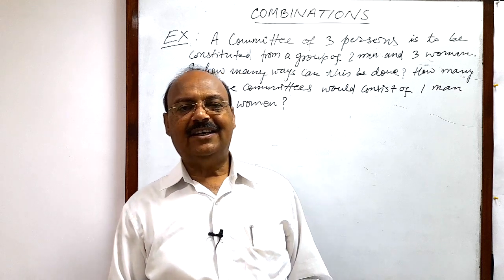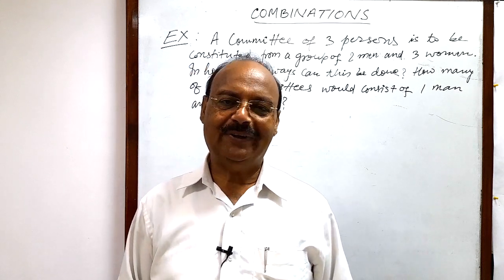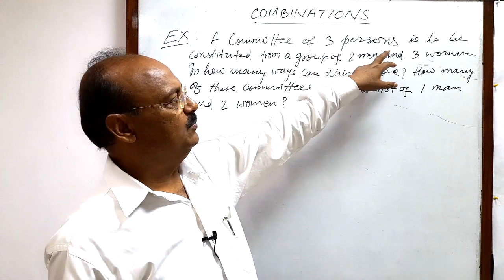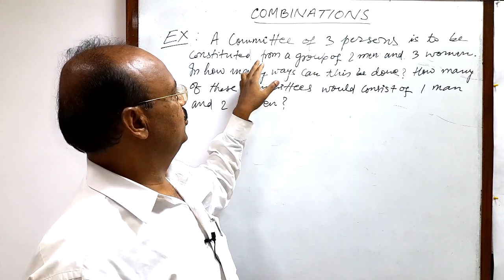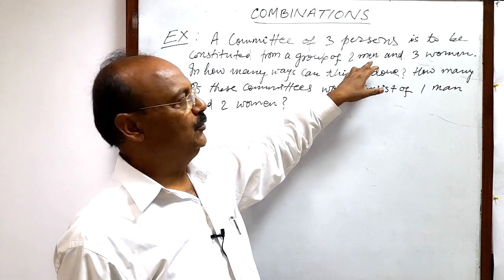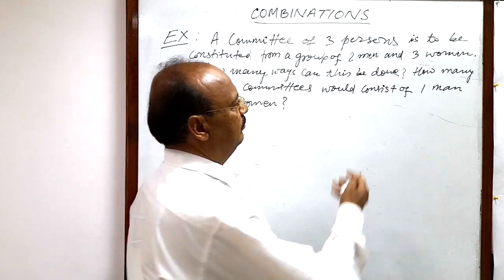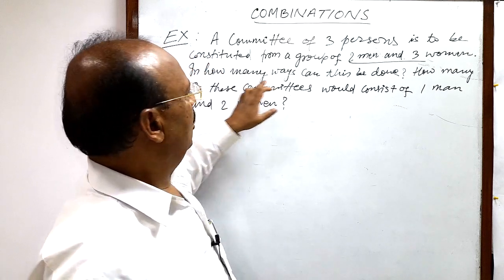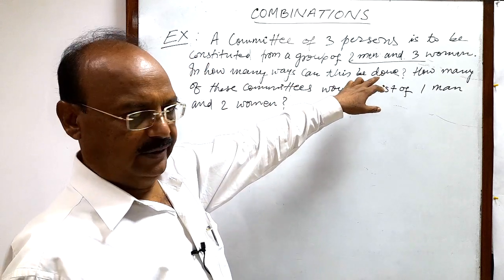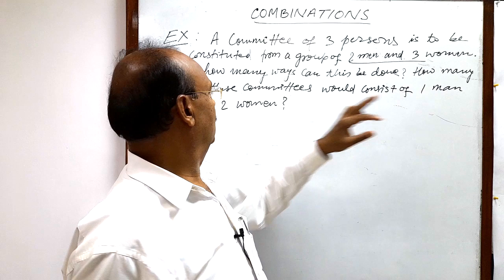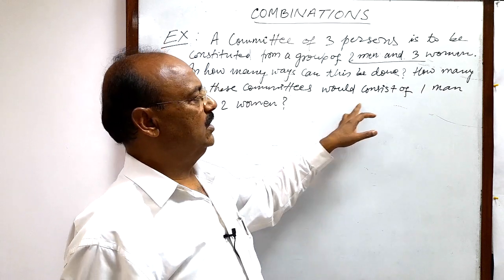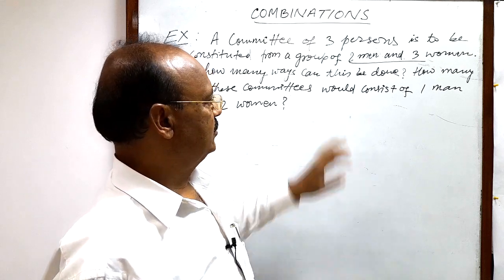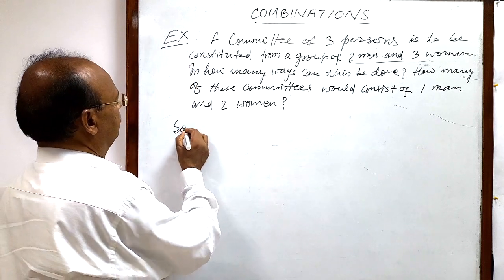Here we will see a very interesting question from the topic combinations. The question is, a committee of 3 persons is to be constituted from a group of 2 men and 3 women. In how many ways can this be done? Second part of this question, how many of these committees would consist of 1 man and 2 women? Very interesting question. Let us solve it.